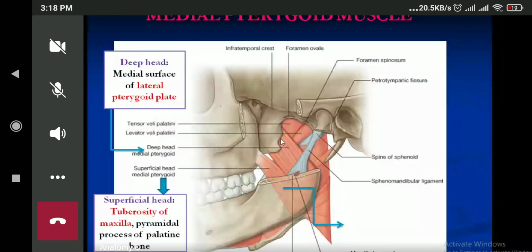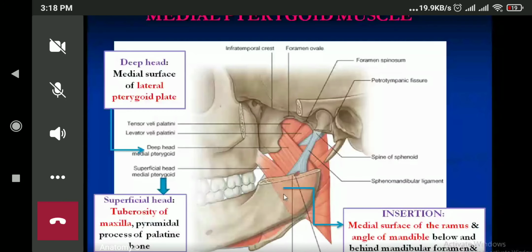Next is the insertion. It is inserted somewhere over here, in the medial surface of the ramus and the angle of the mandible, below and behind the mandibular foramen. You can see over here this is the mandibular foramen, and just behind that is this space. Over here we have the insertion of the medial pterygoid muscle.